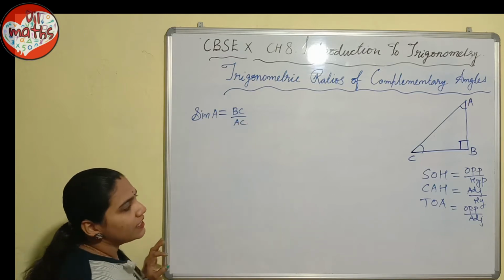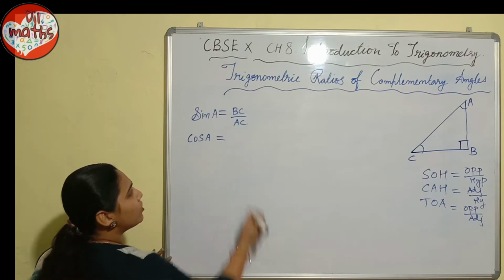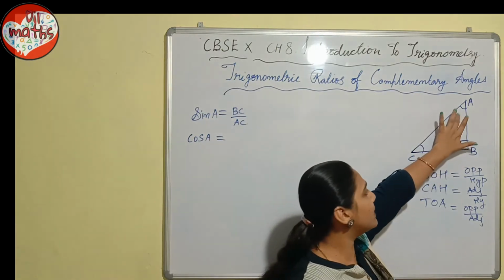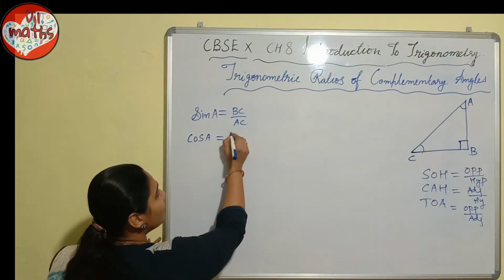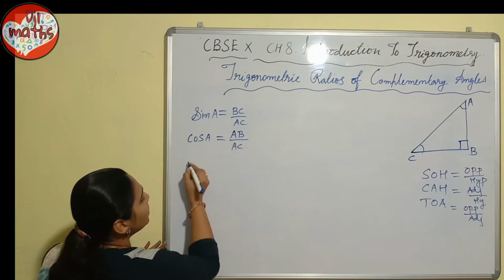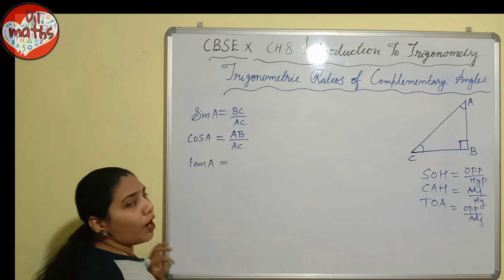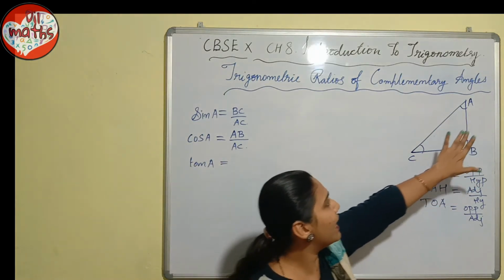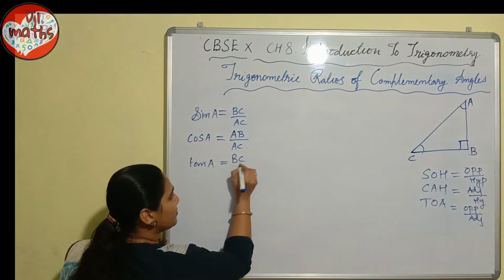And next one, cos A. Cos A is equal to adjacent by hypotenuse. Here with respect to A, which one is the adjacent? AB is the adjacent and hypotenuse is AC. So AB divided by AC. Next one, tan A. Tan A is equal to opposite by adjacent. With respect to A, opposite is BC and adjacent is AB. So BC divided by AB.